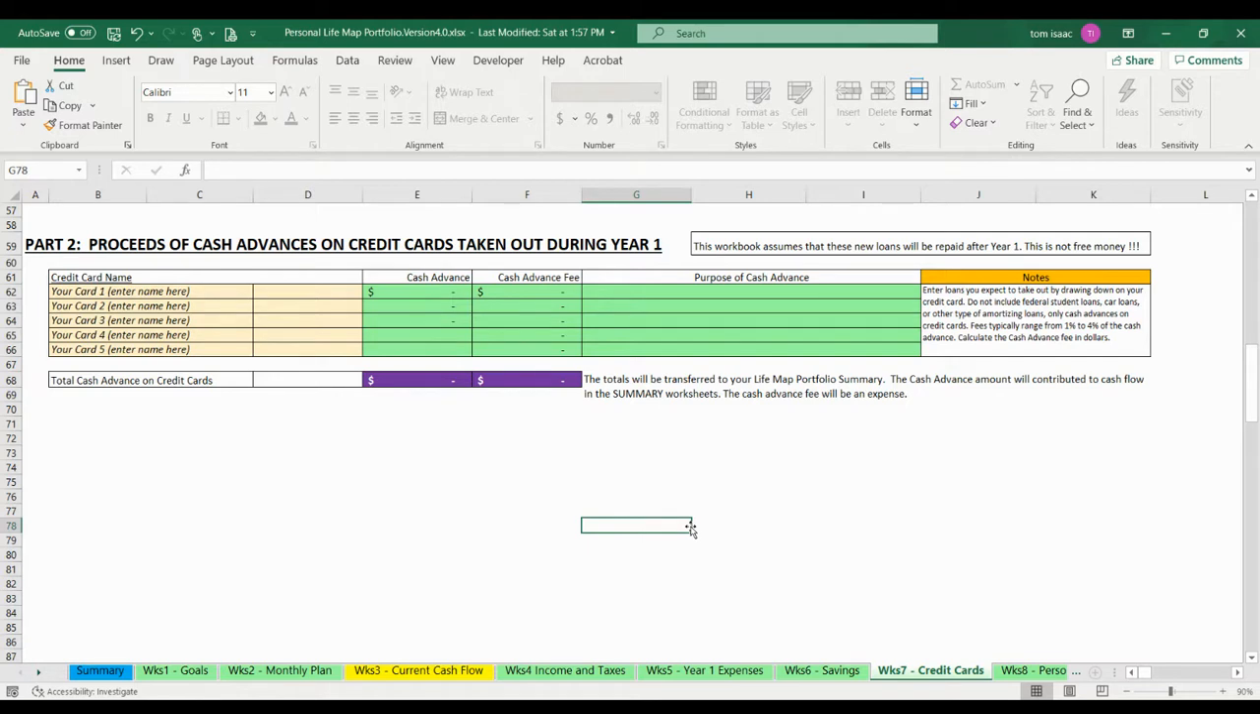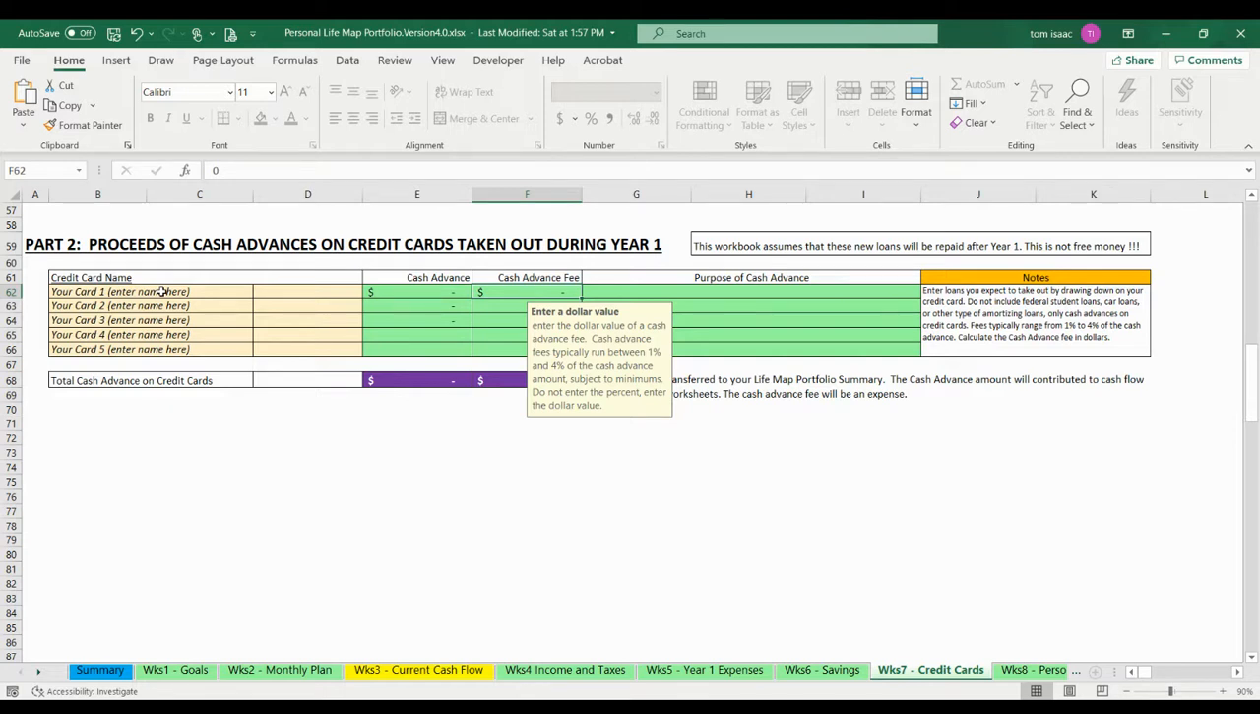Let me be clear. This is not the same as using your credit cards for purchases. This would only be if you go to your credit card lender and say, I want to take out cash against my credit card, that you would be putting that value here. So, in the event that you do need to take a cash advance on your credit cards, you would enter in here a description of what that's for, and then you would enter the amount of cash advance that you will be pulling out.